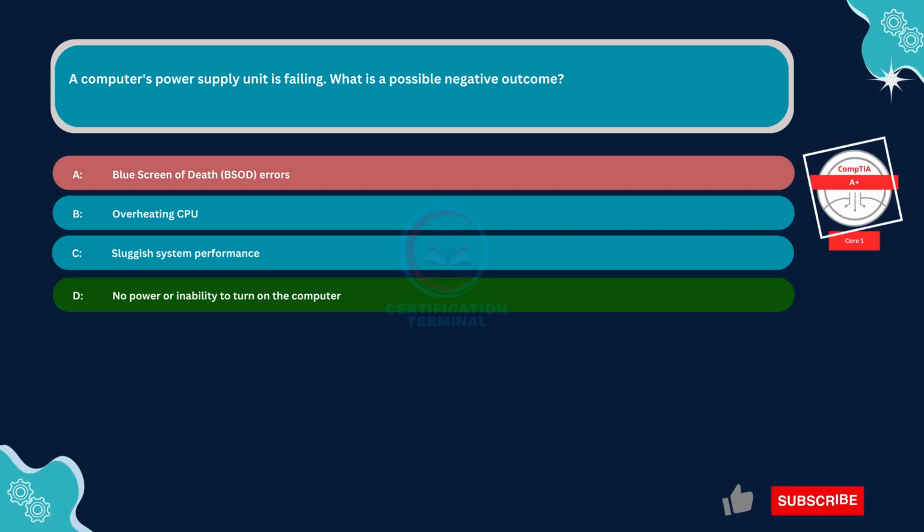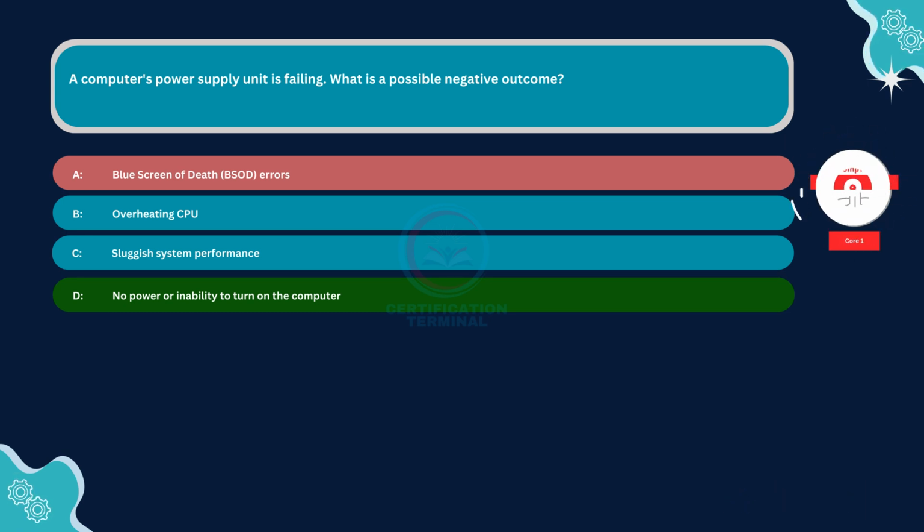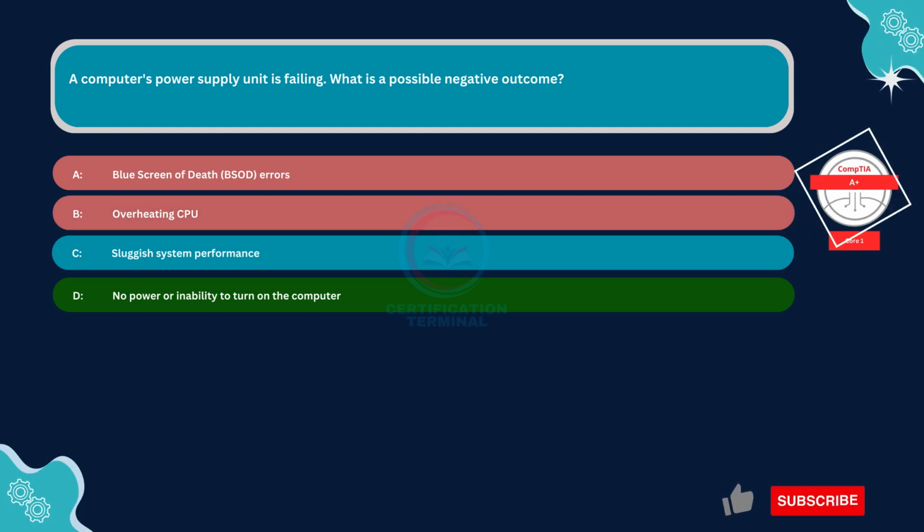Option A, blue screen of death, BSOD, errors, is incorrect. While a failing power supply unit can potentially cause instability in the system leading to crashes, freezes, or BSOD errors, these symptoms are more commonly associated with issues such as hardware conflicts, driver problems, or faulty RAM. Therefore, while BSOD errors could be a possible outcome of a failing power supply unit, they are not the most direct or common consequence.